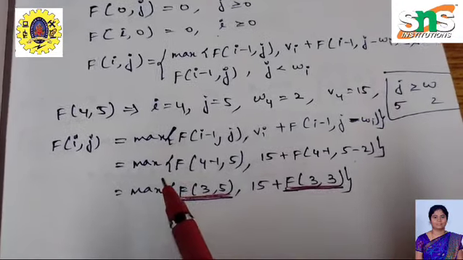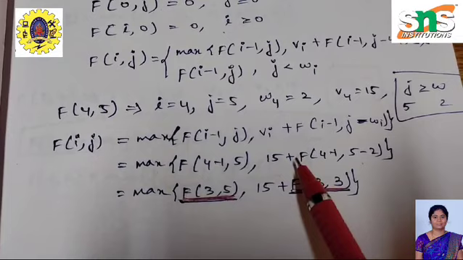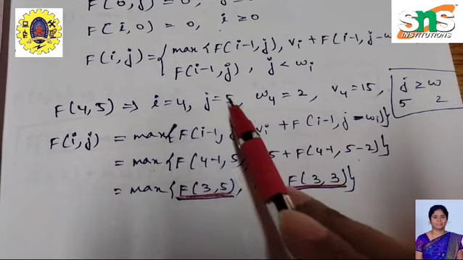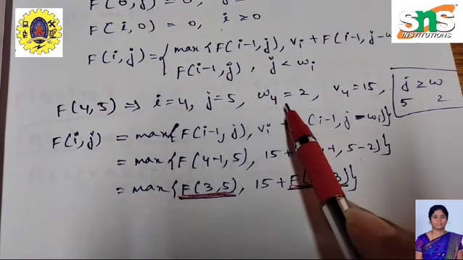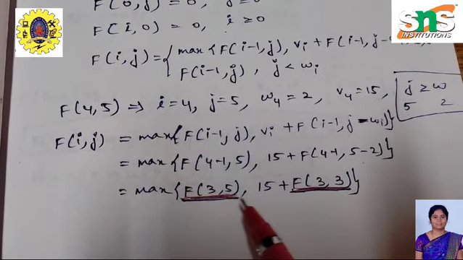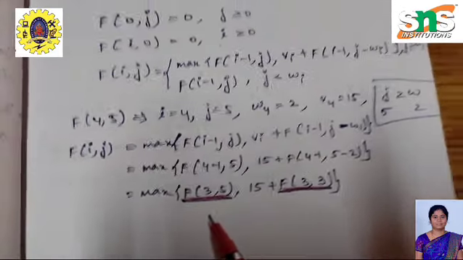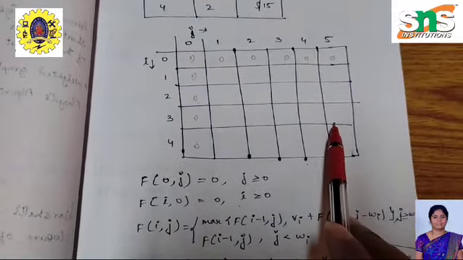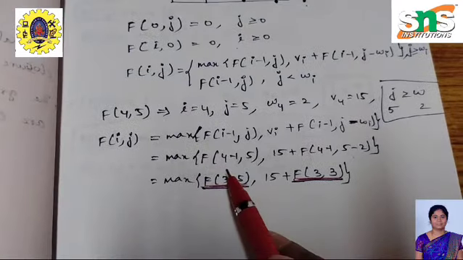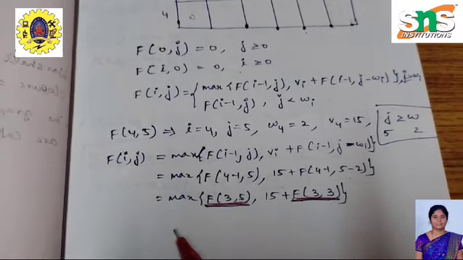So here it is the maximum of f(4-1, 5), where i is 4 and j is 5, and v4 value 15 plus f(4-1, j-w4), where j is 5 and w4 is 2, so 5 minus 2. Here it is f(3, 5) and f(3, 3). This is what we are supposed to find, but we don't have the value for 3,5, and for 3,3 also we don't have a value. So first we have to find these values, then we sum them and we will get the answer for 4,5.